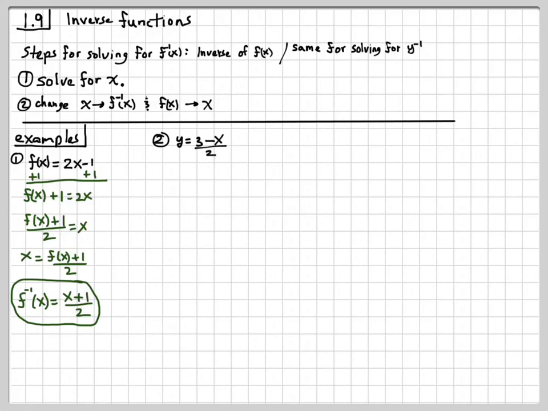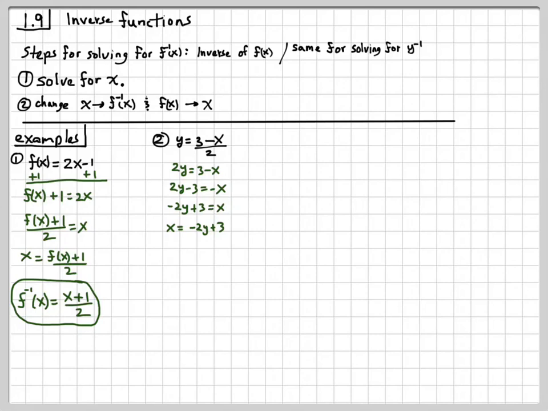The second example is y is equal to 3 minus x all over 2. So once again here, the first step will be to get x by itself. So I have a fraction there with a denominator of 2. I will multiply both sides by 2. I get 2y is equal to 3 minus x. Subtract 3 to both sides. And then to change the negative x into regular x, I multiply by negative 1 both sides. And I get that x is equal to negative 2y plus 3. So I have done the first step at that point.